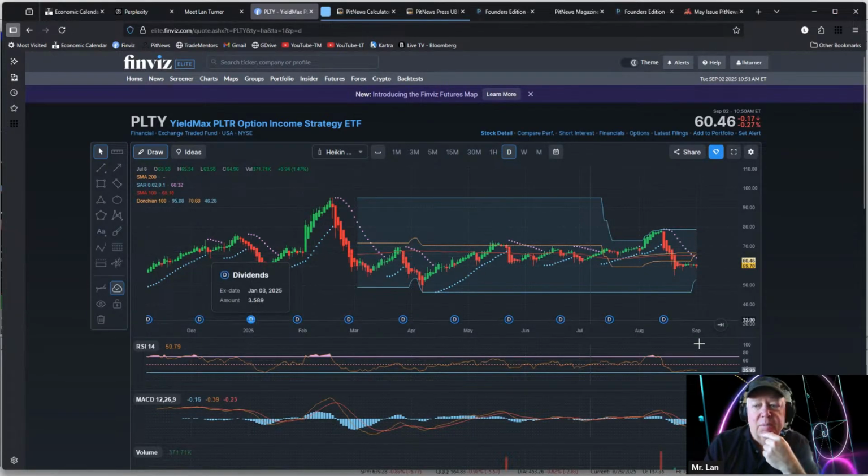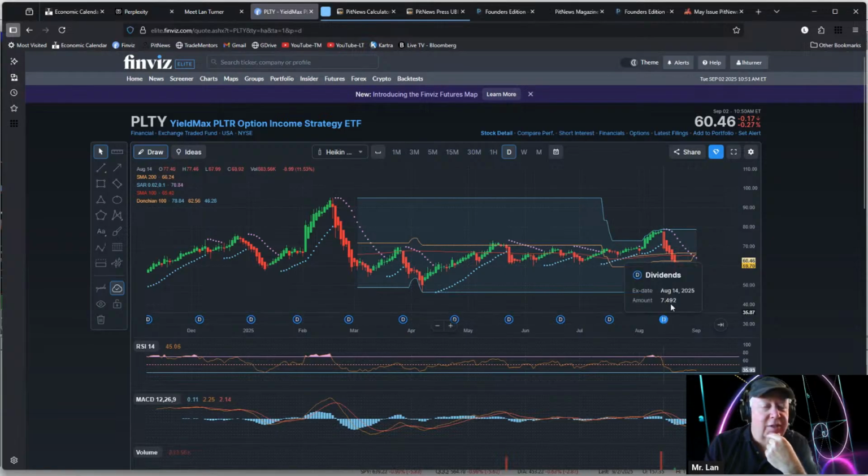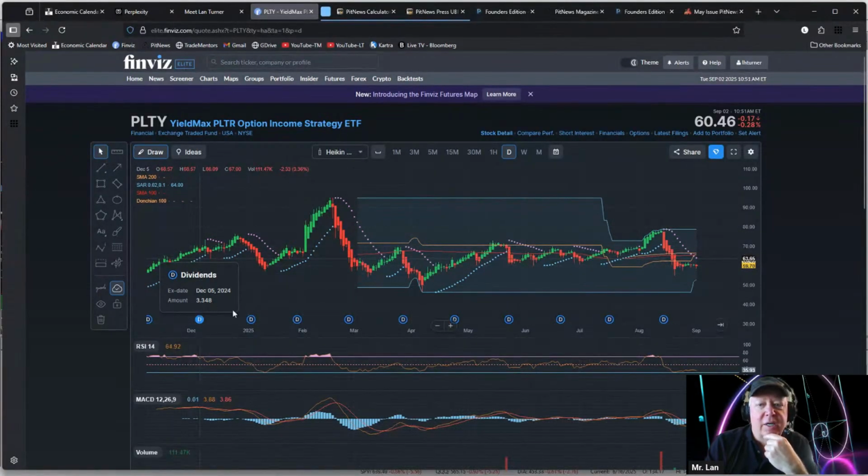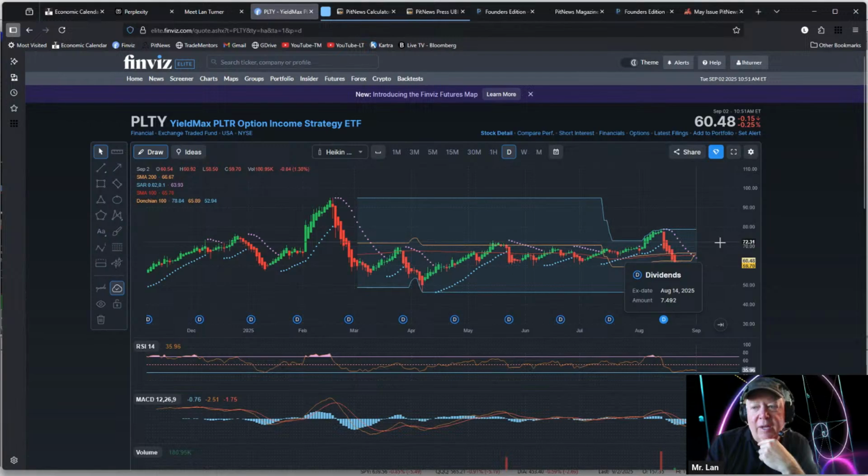$3. But out here, $7. And it's basically the same price, right? It's roughly $70 at both of those levels. The PLTY share price was roughly $70, and we got $2.93 here, but out here, same $70, we got $7.49, and it's coming down. So that's something to keep in mind.